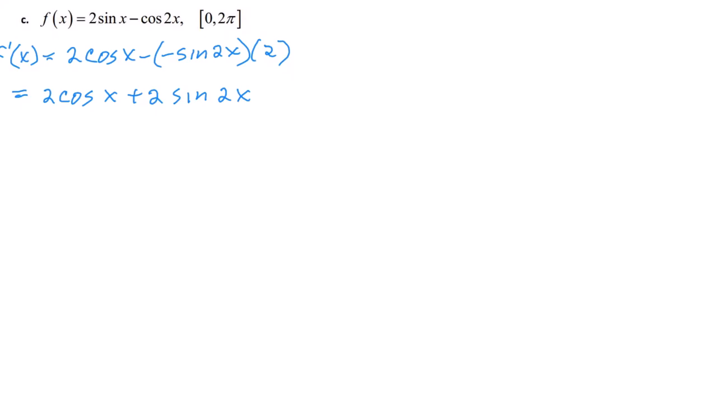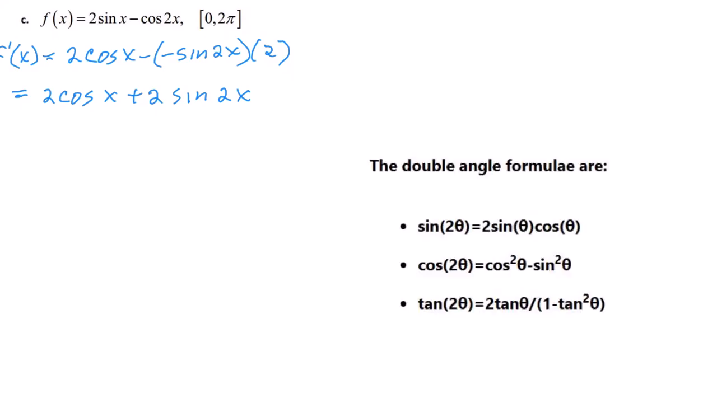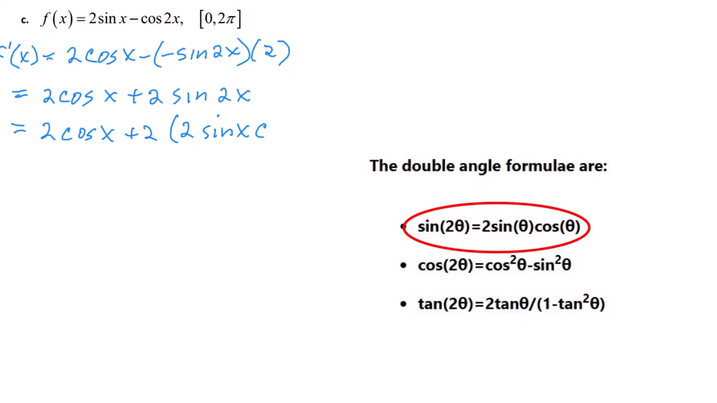So what I did was I went back to the double-angle formulas in trig, and I found out that the sine of 2x I can convert into 2 times the sine x cosine x. Comes in handy here.